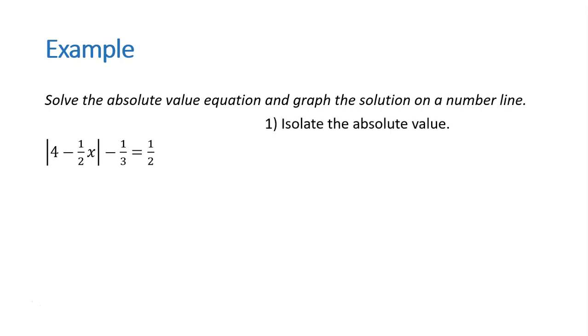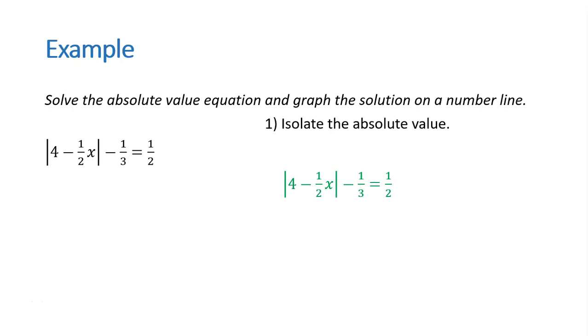So first step is still the same. We need to isolate the absolute value. So we have that absolute value, but we've got that minus 1/3 tacked on. That's essentially our wrapping paper in this situation. So remember, we peel off the wrapping paper before we can do anything else. So it's a subtracted 1/3, which means it needs to be added to move it to the other side.